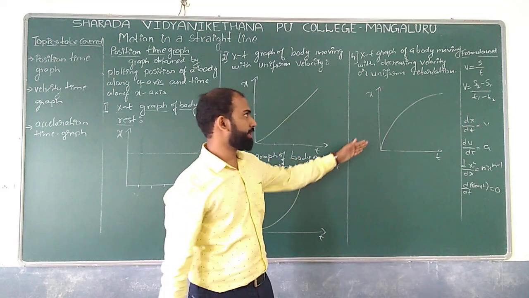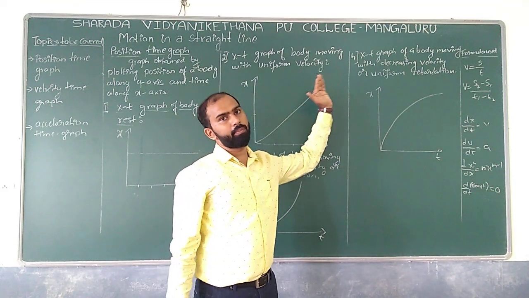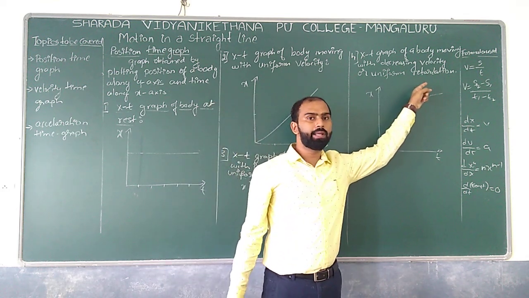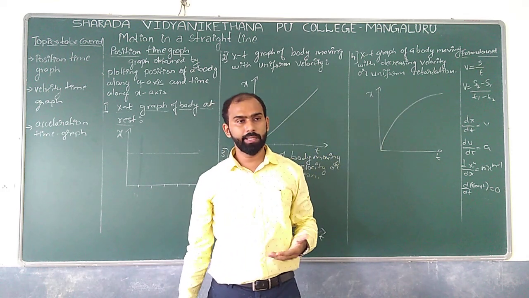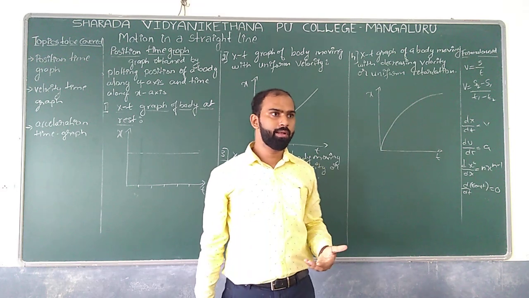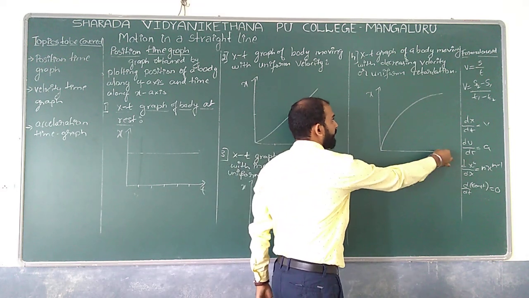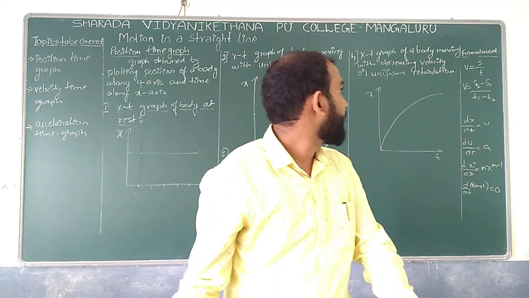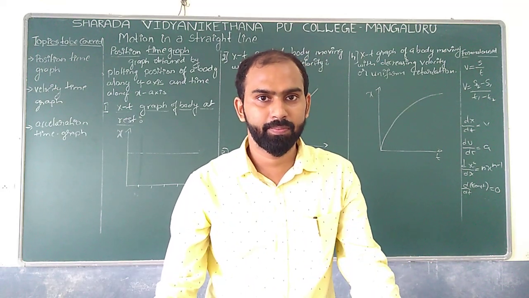So this is a representation of a position-time graph where velocity is decreasing with uniform retardation. What is retardation? It is nothing but deceleration, the negative of acceleration. Okay, so this is how exactly we work with the concept of this particular x-t graph.